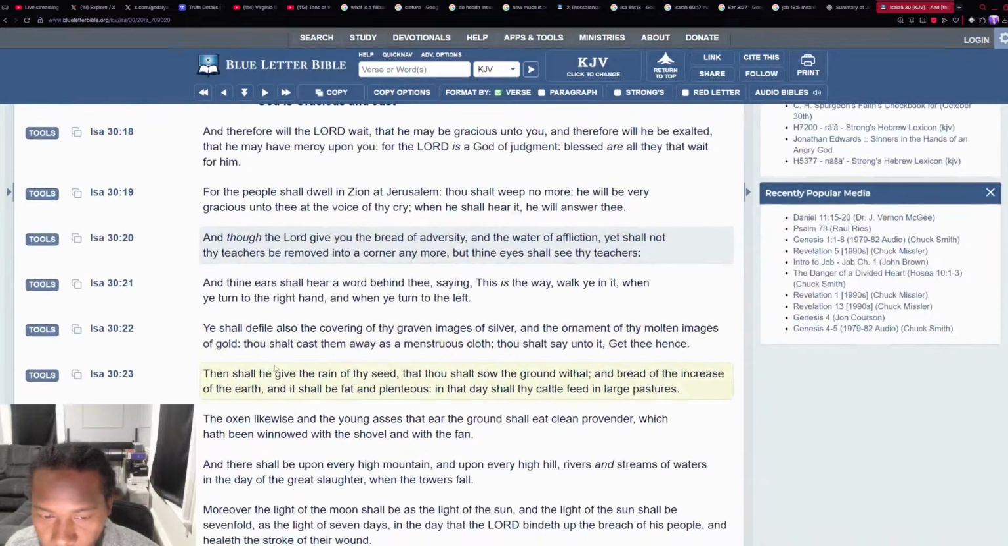Ye shall defile also the covering of thy graven images of silver, and the ornament of thy molten images of gold. Thou shalt cast them away as a menstruous cloth. Thou shalt say unto it, Get thee hence. Then shall he give the rain of thy seed, that thou shalt sow the ground withal, and bread of the increase of the earth, and it shall be fat and plenteous. In that day shall thy cattle feed in large pastures.